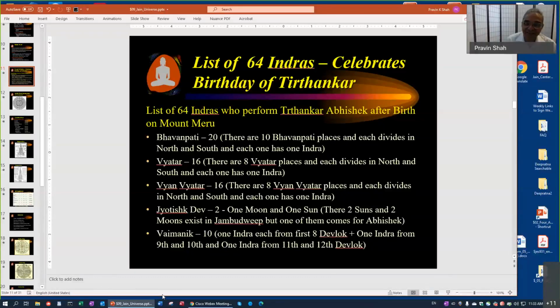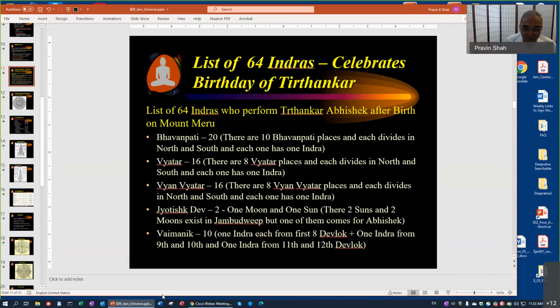And we were on this slide, the list of 64 Indras who celebrate the birth of a Tirthankar. Of this list of 64, there are 20 Bhavanpati. These are the 10 Bhavanpati places, and each divides into north and south, and each one has one Indra. So you get a total of 20 Bhavanpati Devs.